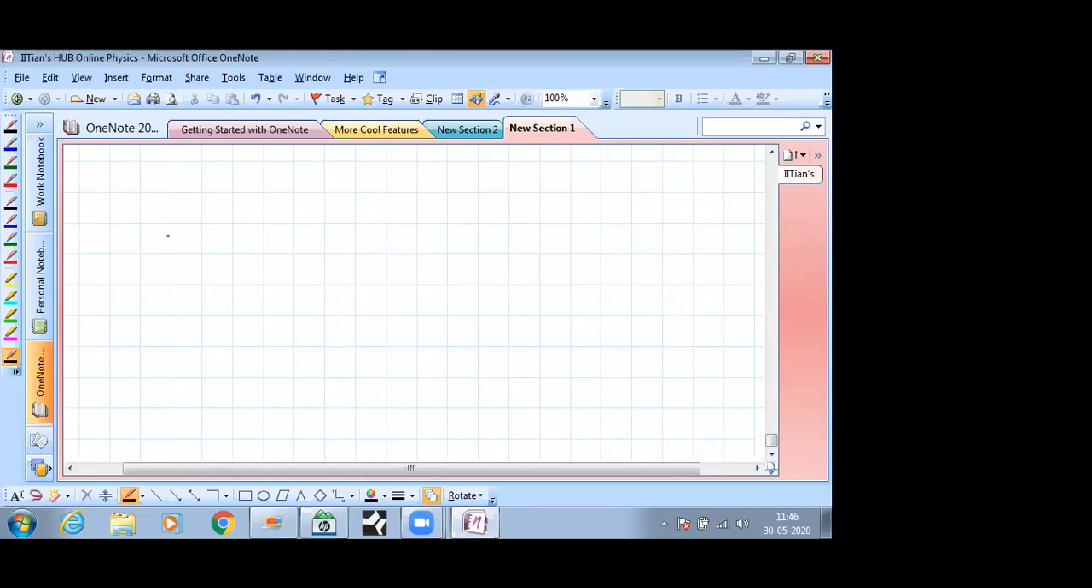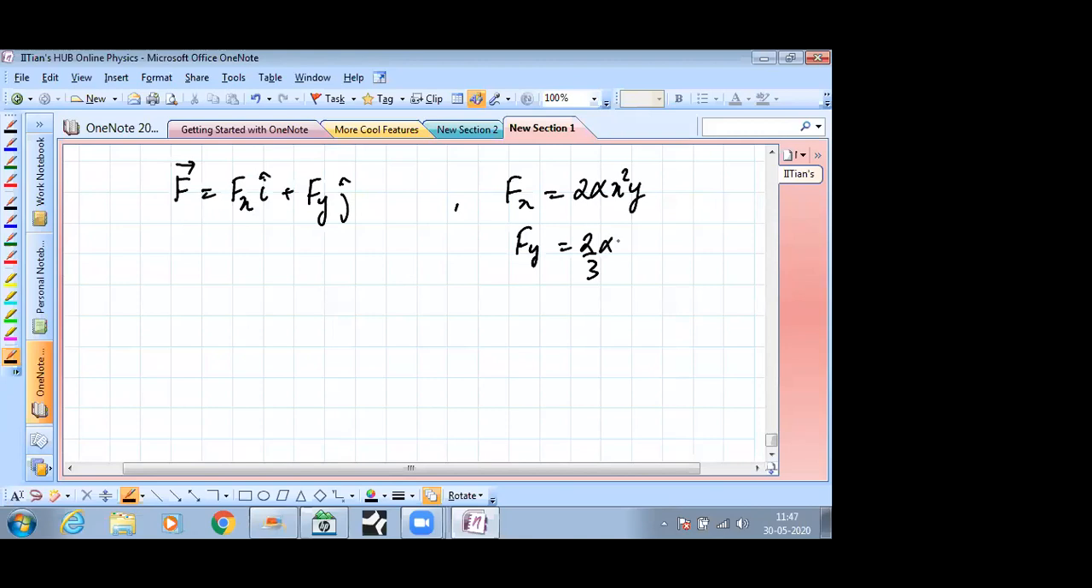Okay. So let's understand this question backwards. That is, first let's prove that it is independent of path. So the force is given to us as some x component plus some y component. Where you can see that the x component given to us was 2 alpha x square y, and the y component given to us was 2 by 3 alpha x cube plus beta y. Something like this was given to us.